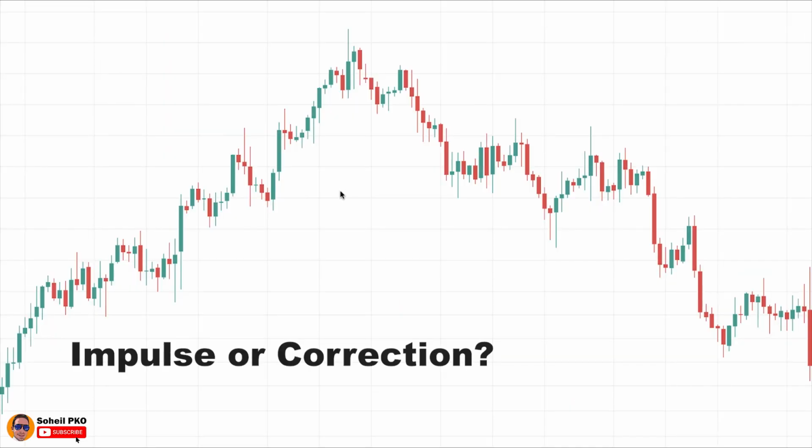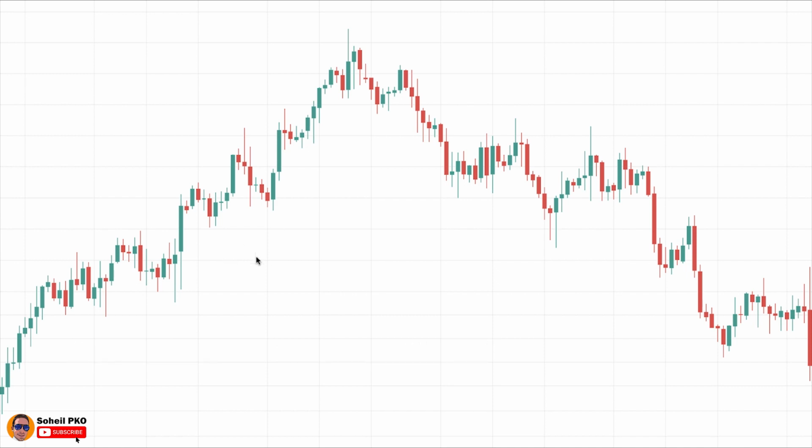Fact number two, impulse or correction. The market is always in two conditions, either trending or not trending. And when the market is trending, there are only two stages in the market, impulses and corrections of previous impulses. So when the market is in an uptrend, we have an upside impulse and then a correction, and this repeats over time. And when the market is in a downtrend, a downside impulse and then a correction.